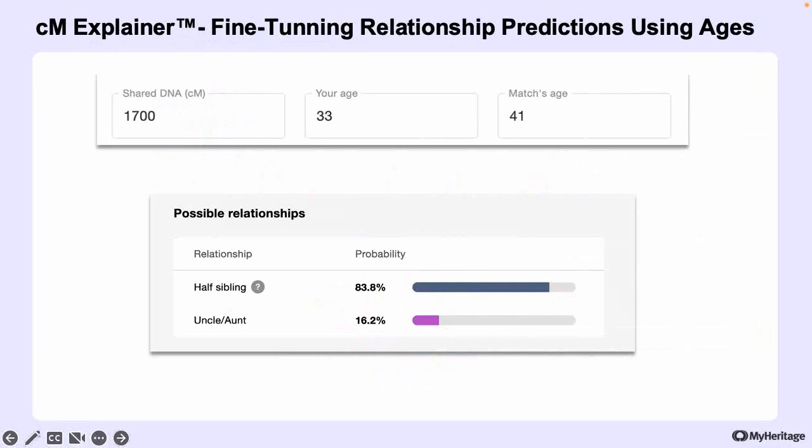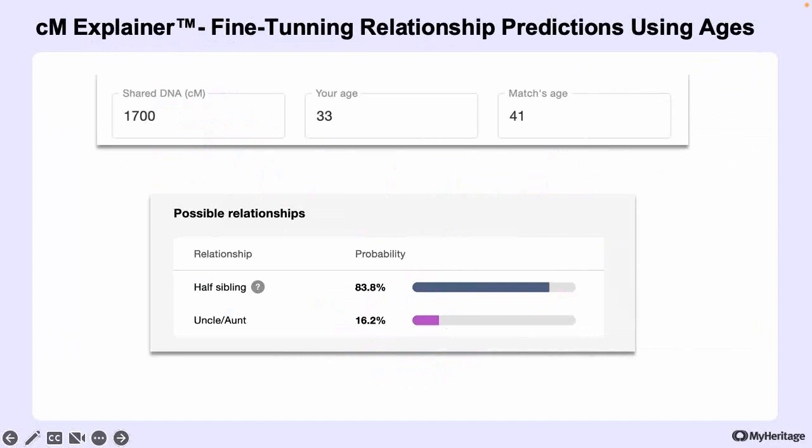And this is where the CM Explainer, the latest tool, came in. It fine-tunes the relationship prediction using ages. There are a lot of predictors that use shared DNA amount, centimorgan. But once you take into the equation the ages of the two sides, you can fine-tune the probabilities.